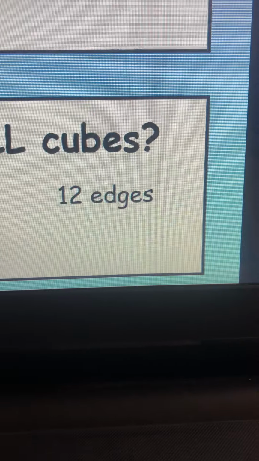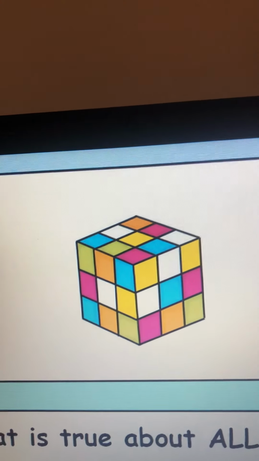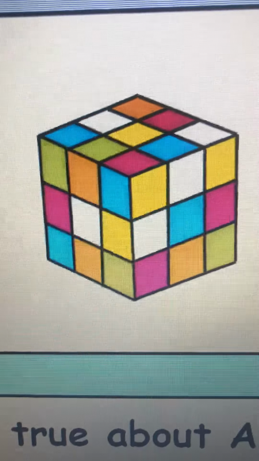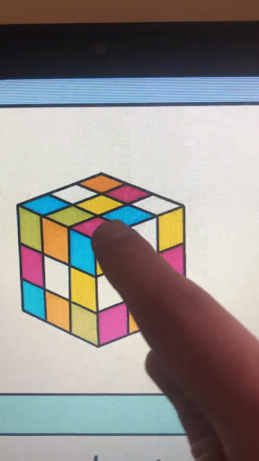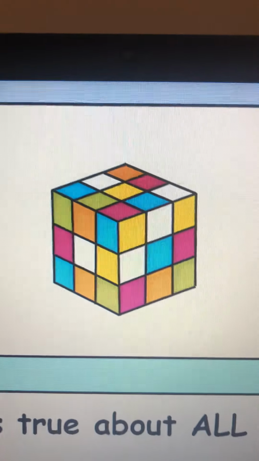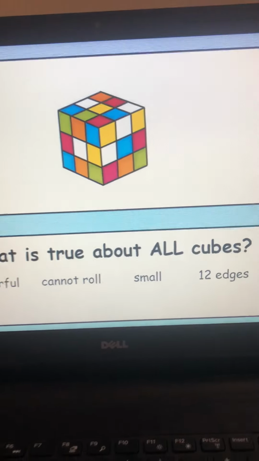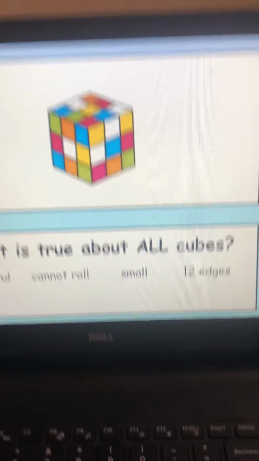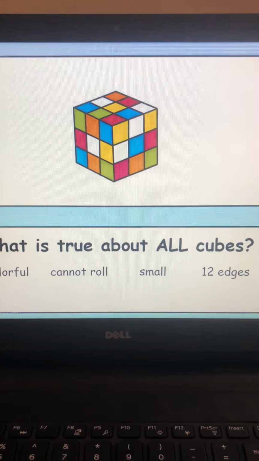All have 12 edges. I know you can't count the number of edges on this. You might remember earlier that I said that rectangular prisms have 12 edges. Well, cubes also have 12 edges. Remember, the edge is like this right here, where the faces meet each other. So the correct answers were that they cannot roll and that they have 12 edges. And stay tuned for the next video to see the rest of this lesson.